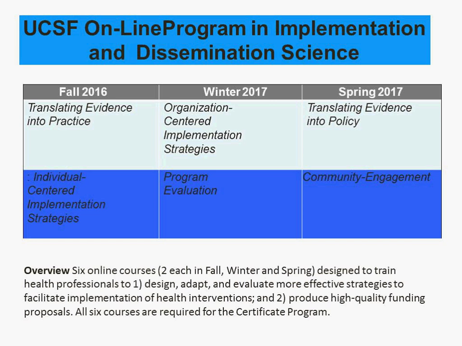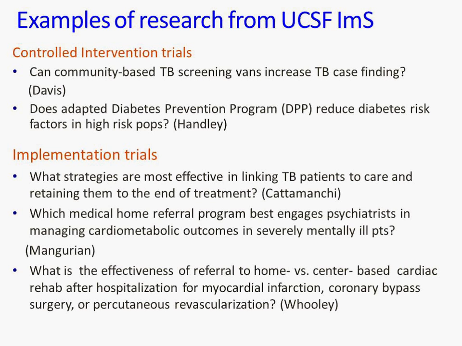Here are examples of the research from people's projects in our courses, just to give a tour of the range of things. So controlled intervention trials: community-based TB screening that increased TB case finding. The adapted diabetes prevention program reduced diabetes risk factors in high-risk populations. So these are two NIH-funded implementation science proposals. The one by Luke Davis went to the implementation science review committee.